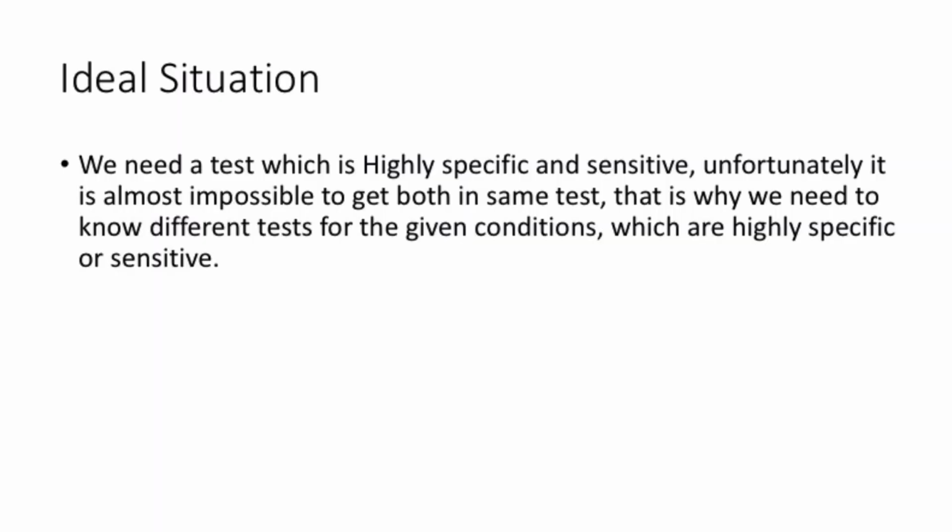So if I talk about the ideal situation, we need a test which is highly sensitive as well as highly specific, so that we can use those tests to rule in or rule out the condition or diagnosis easily. But it is very difficult to find a test that is both highly specific and sensitive, and that is why we have to find at least one test which is highly sensitive and one test which is highly specific, so that we can easily rule in or rule out the condition on the basis of their diagnostic ability.